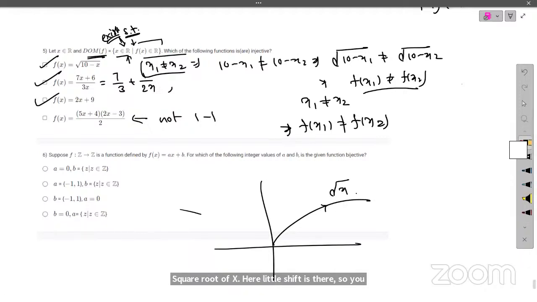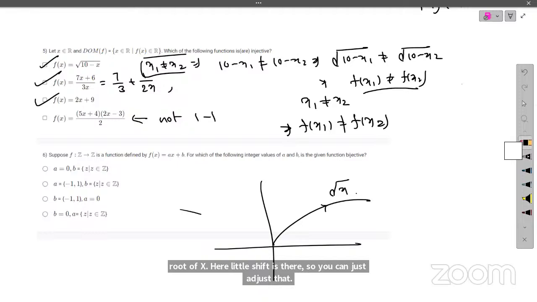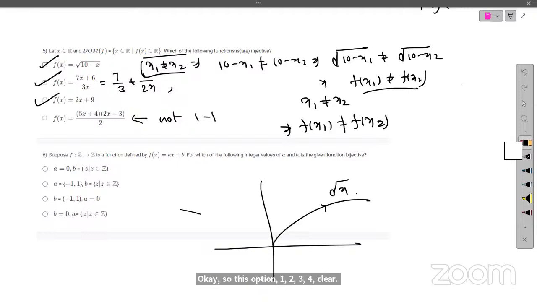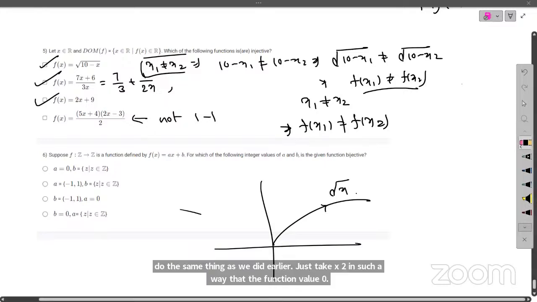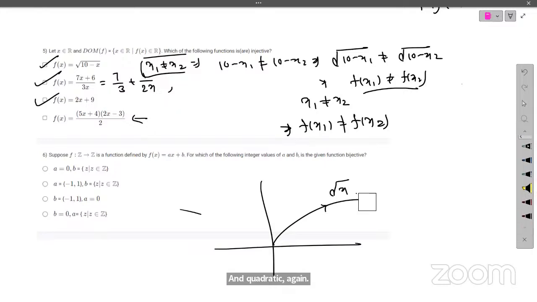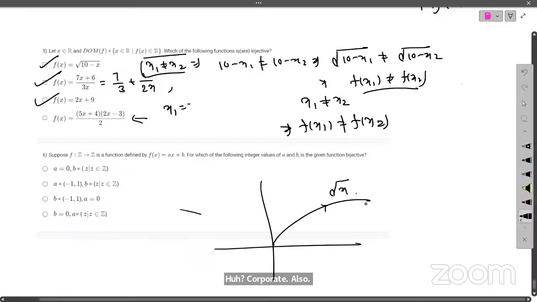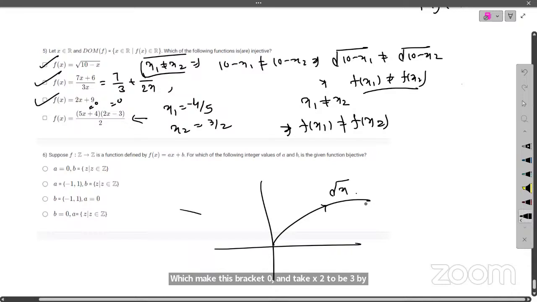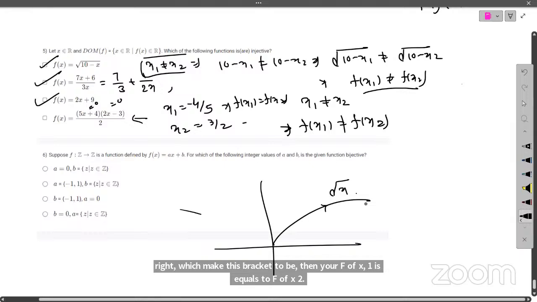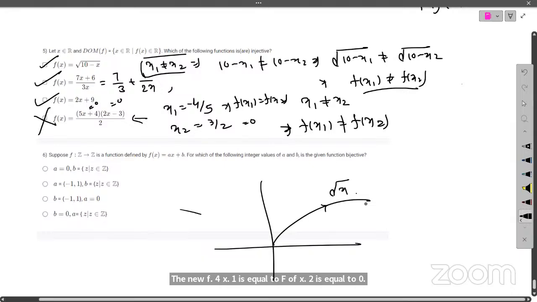So are options 1, 2, 3, 4 clear? The fourth one, it's not one-one. I'll take it as homework. You can find some x1, x2, or else do the same thing as we did earlier. Just take x such that the function value is 0. It is quadratic again. Take x1 equal to minus 4 by 5, which makes this bracket 0, and take x2 equal to 3 by 2, which makes this bracket 0. Then f(x1) equals f(x2) equals 0, right? So that's why this is not a one-one function.